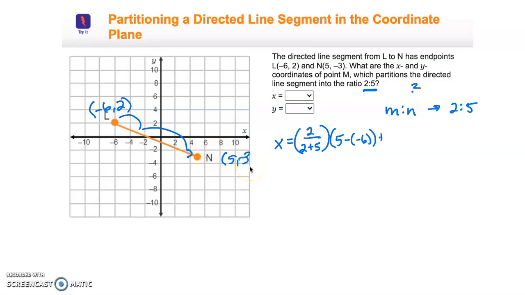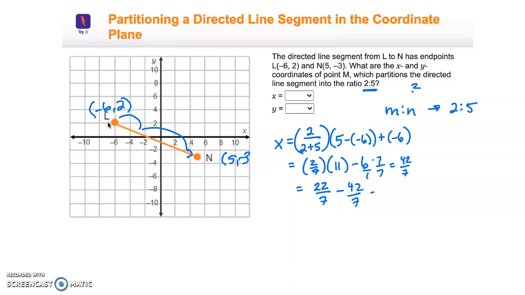And then we add that to where we started from, which is at a negative 6. Now, if I simplify this down, I'm going to get 2/7 times 11 minus 6. So I have 22/7 minus 6, and if we times that by 7/7, we get 42/7. So 22/7 minus 42/7 is a negative 20/7. That will be what our x value is right here, negative 20/7.